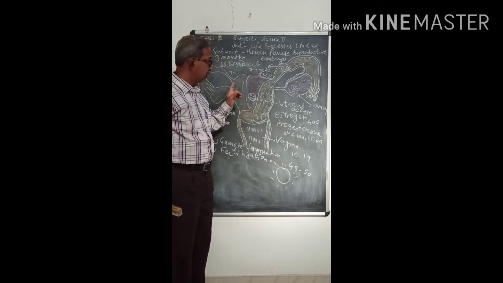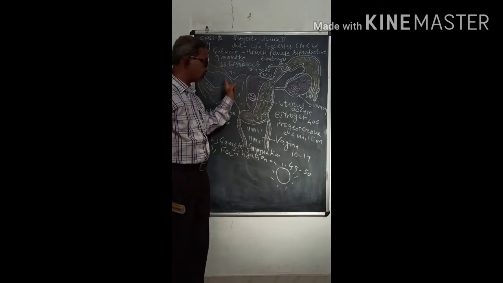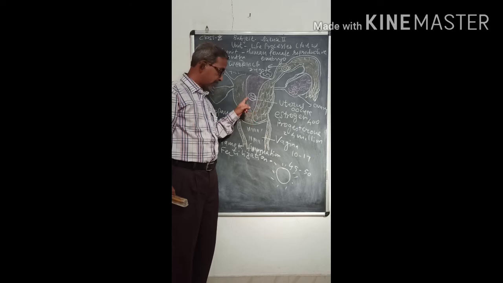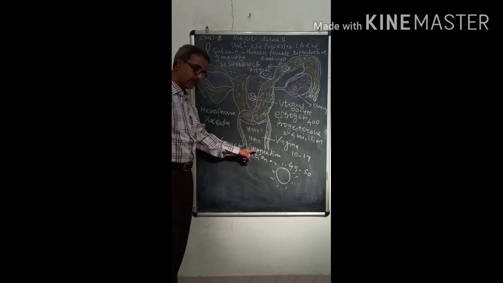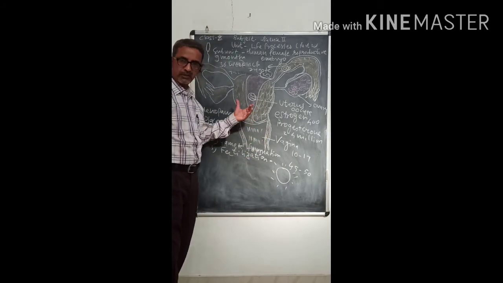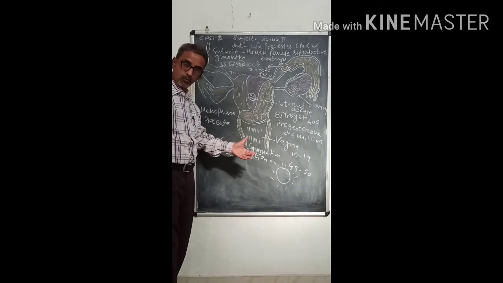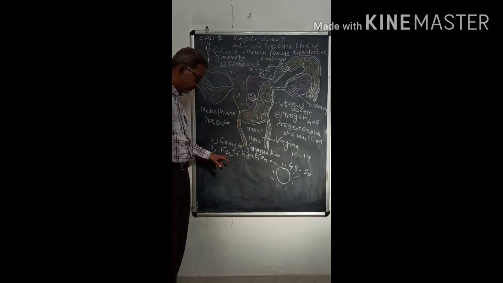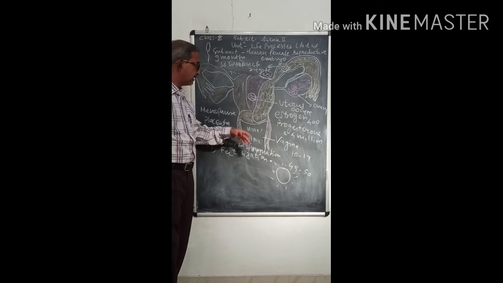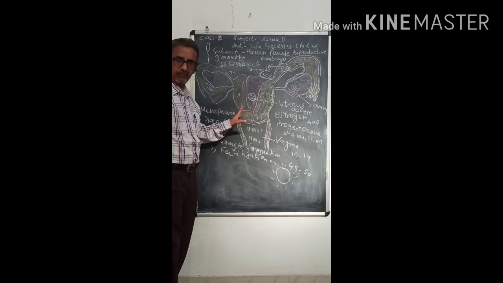So we have seen the structure of the human female system, the different parts. Then we have seen the formation of gametes, how male gametes are formed, how female gametes are formed and matured, what menopause is, and then fertilization. And after that, birth takes place.